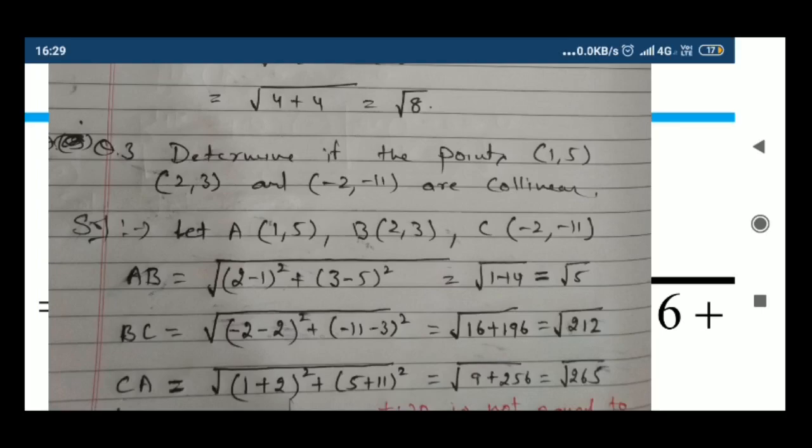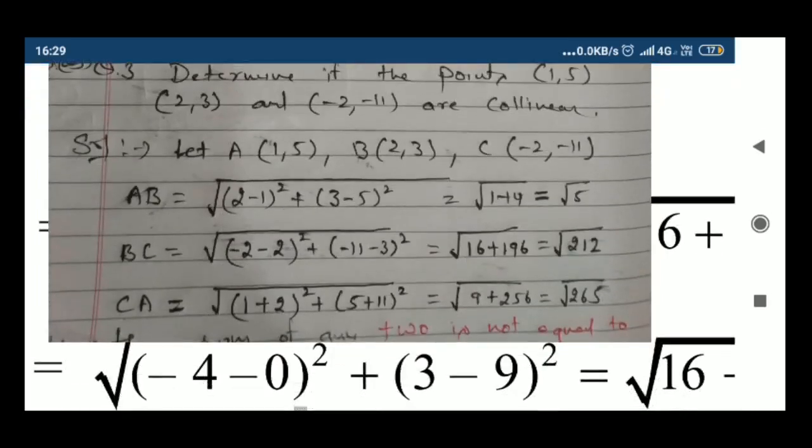And after substituting the values of A and B, you will see the value of AB is under root 5. Similarly, you will find the value of BC, which is equal to under root 212. And the third one, CA, is equal to under root 265. So you can see clearly all the values are different. AB is not equal to BC and BC is not equal to CA. So it is clearly the sum of any two sides is not equal to the third side. So we will say the given points are not collinear.